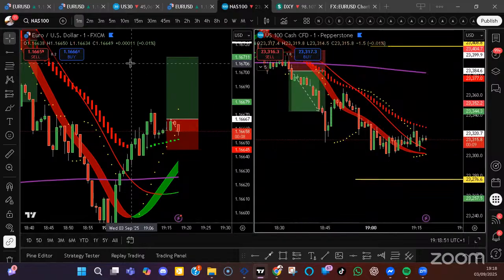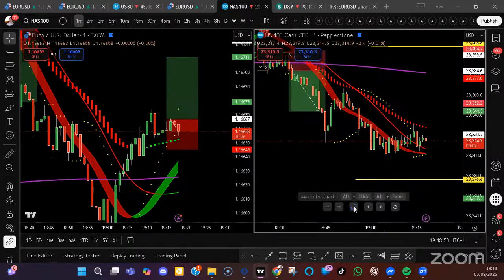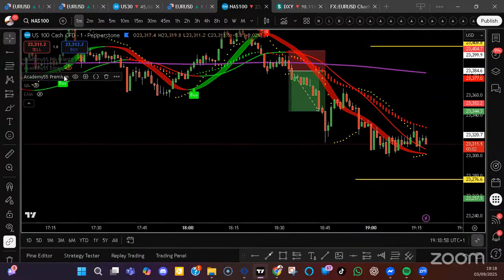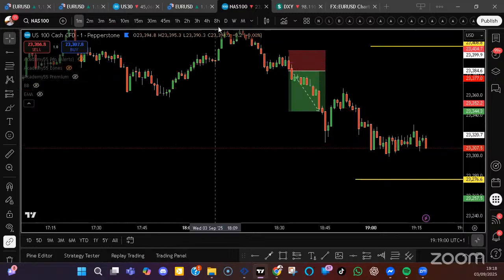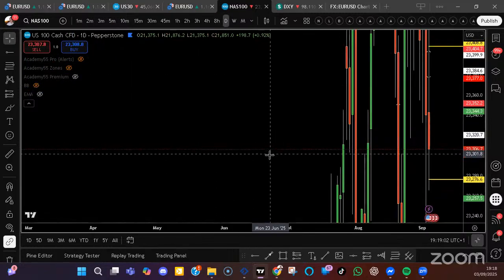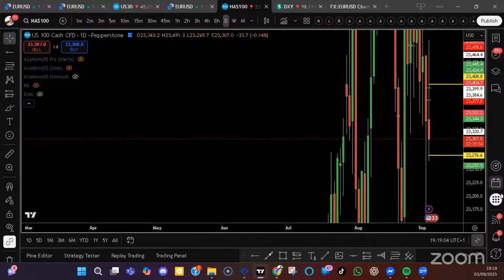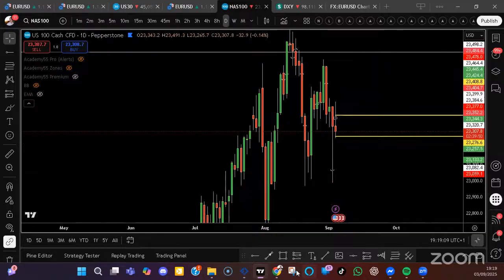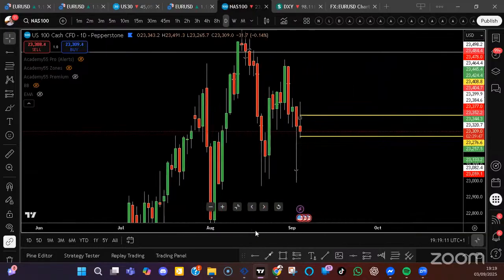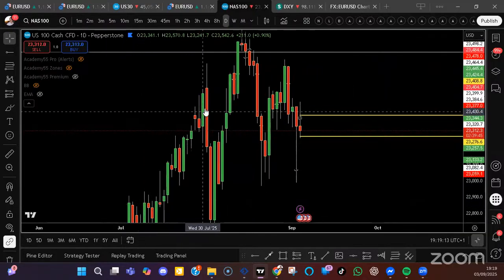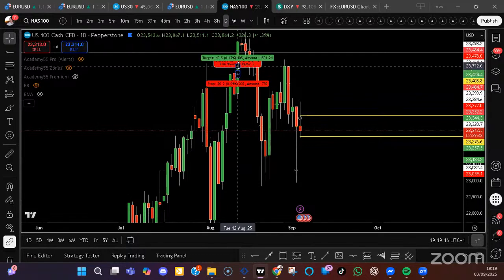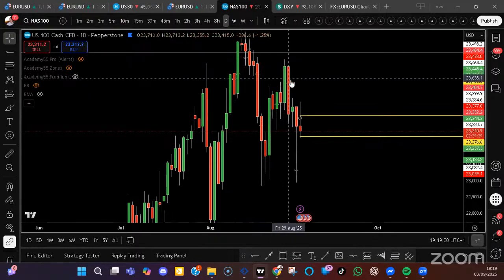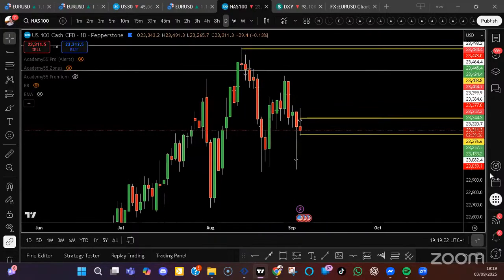You don't know. Actually, let's have a look at the bigger picture. Let's take the indicators off. Let's go on to the daily time frame on the NAS100 to find that we went up here in July, come to the beginning of August, and then we've slowly been going back down again.